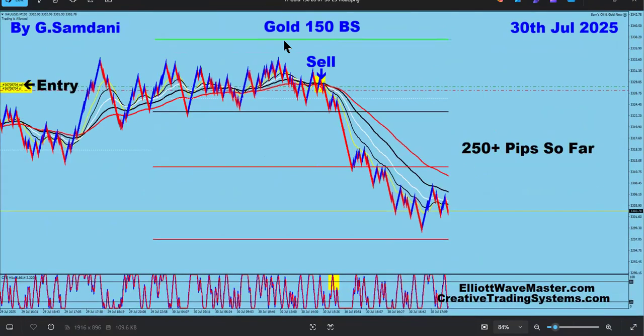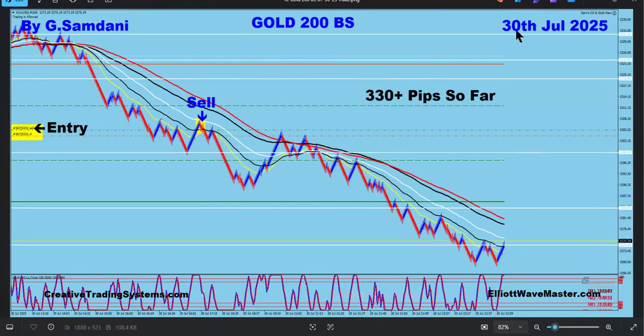And this is gold, 150. The first entry all the way. I had to shrink the chart because it wasn't fitting on the screen. So this drop here is 250 pip on the 30th. Again, gold, this one on the 30th.